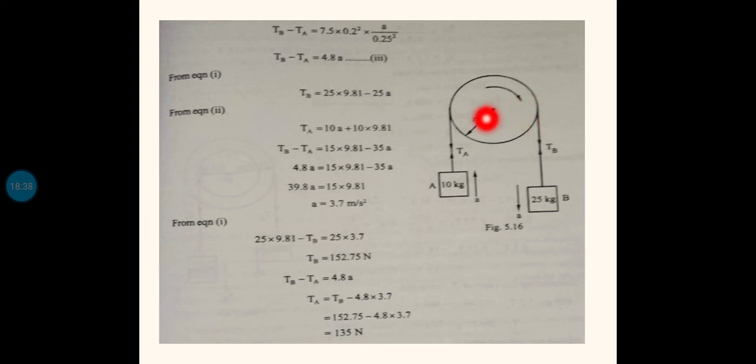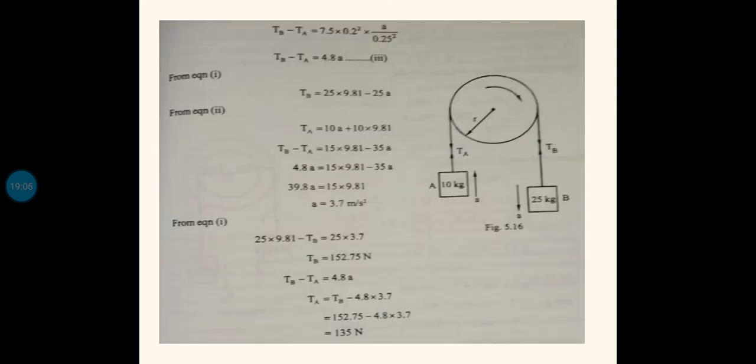So TB into R is the torque created by tension T on the string. The torque at this side is TB into R, but at this side the torque is TA into R, which is opposite, anti-clockwise. So the net torque acting on this pulley is TB into R minus TA into R. So net torque equal to I alpha: TB into R minus TA into R equal to mk square into A by R.